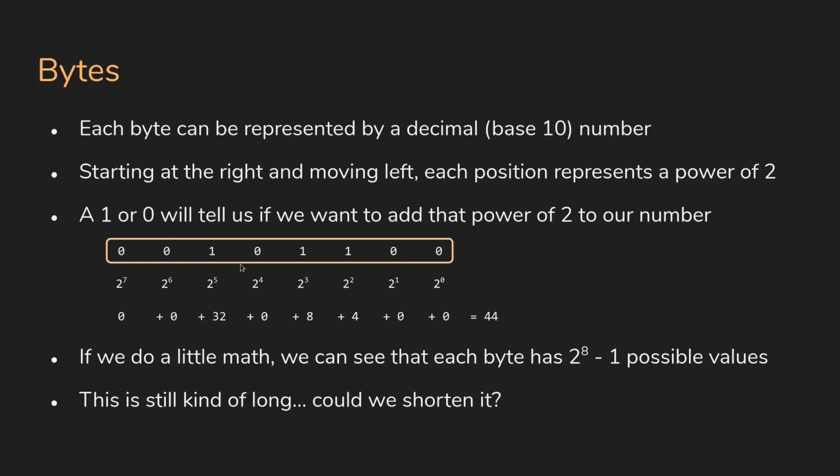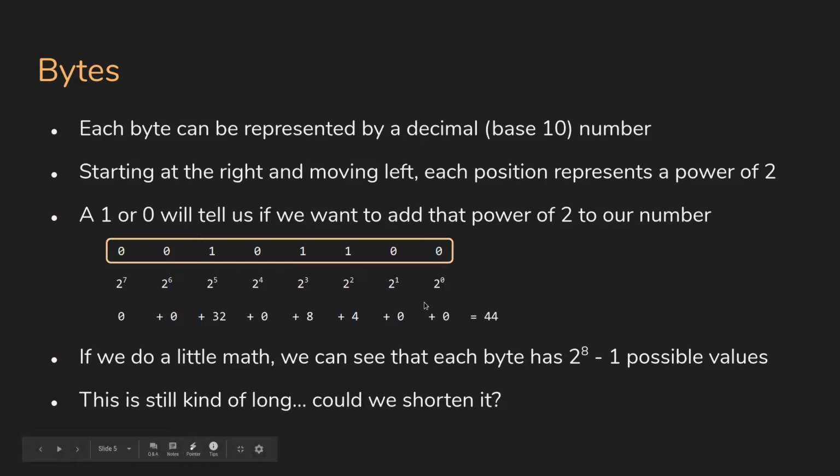If we do this for all 8 bits in the byte, you can see we did it for just 3 numbers here where there's a 1 in that position. You add these all together and you get 44. And that's how you calculate the decimal value from a binary number. It's similar to go backwards: you keep dividing by 2 and mark whether or not there's a remainder. I forget the exact procedure, but yeah. If we do a little math, we can see that each byte has 2 to the 8 minus 1 possible values. So these 8 bits are how many values it can hold.